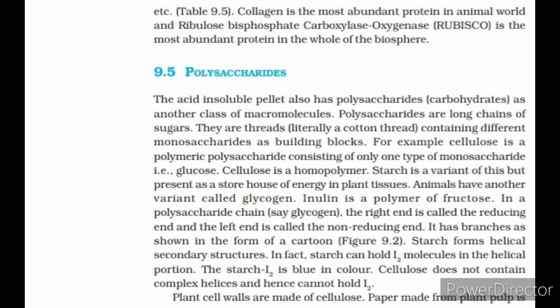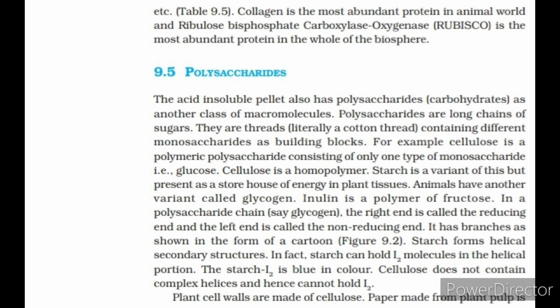Animals have another variant called glycogen. Inulin is a polymer of fructose. In a polysaccharide chain, say glycogen, the right end is called the reducing end and the left end is called the non-reducing end. It has branches as shown in the form of a cartoon. Starch forms helical secondary structures. In fact, starch can hold I2 molecules in the helical portion. The starch-I2 is blue in color. Cellulose does not contain complex helices and hence cannot hold I2.